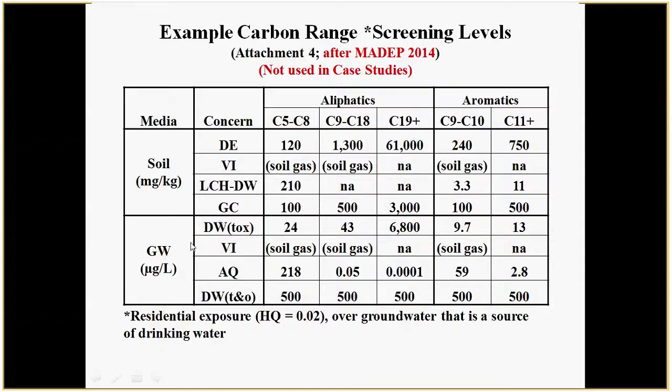You can do the same thing for groundwater. You can develop toxicity-based screening levels for each one of these carbon range compounds for drinking water. We also have screening levels for aquatic toxicity, or Massachusetts does, for each one of the carbon ranges, and for drinking water taste and odor. These are some that we more recently developed. For each one of these petroleum compounds, at around 500 ppb, you can start to taste it and maybe smell it in the drinking water. So there are carbon range screening levels. They can get pretty complicated, as you can see.